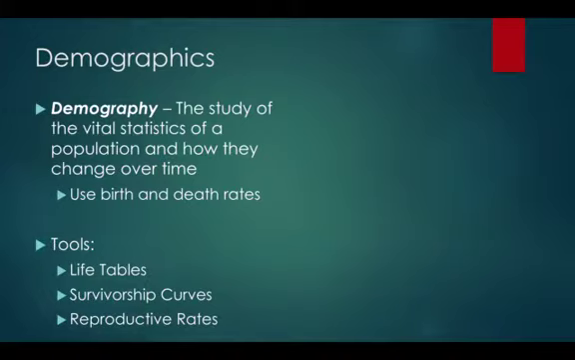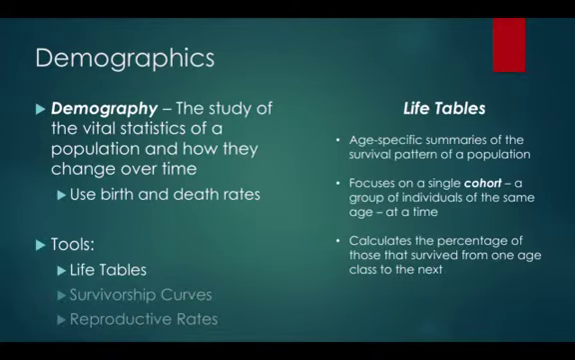Next, we have demographics. So the definition of demography is the study of the vital statistics of a population and how they change over time. So that is factoring in the birth and death rates. The tools that scientists use to pick apart the demographics of a population, some of those tools are life tables, survivorship curves, and reproductive rates. So first we're going to go over life tables.